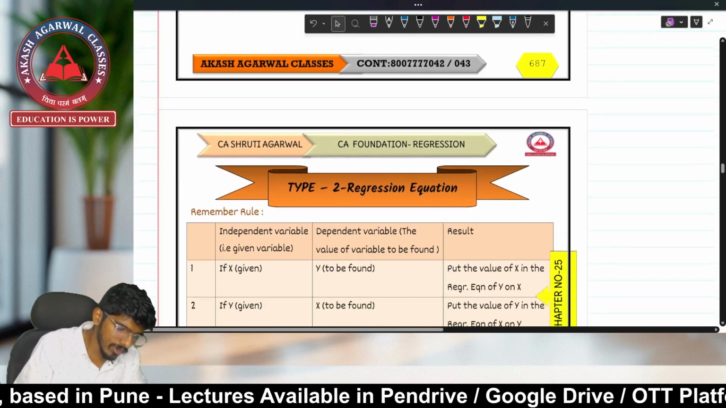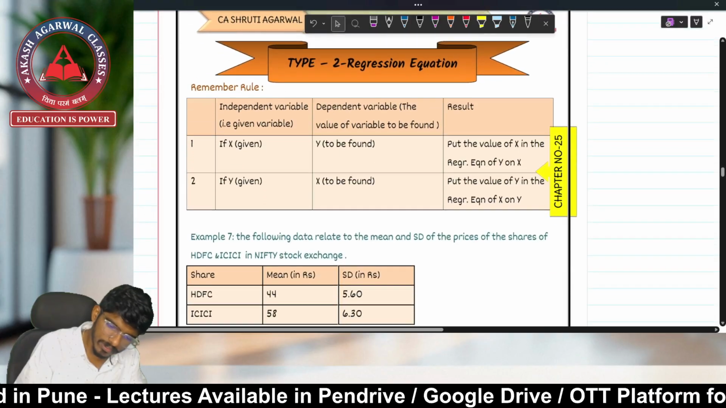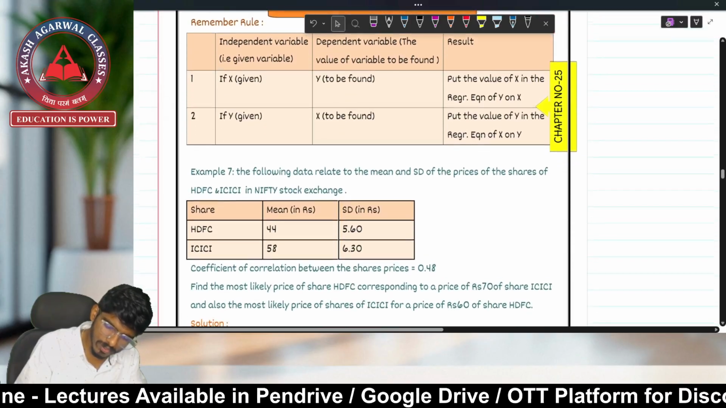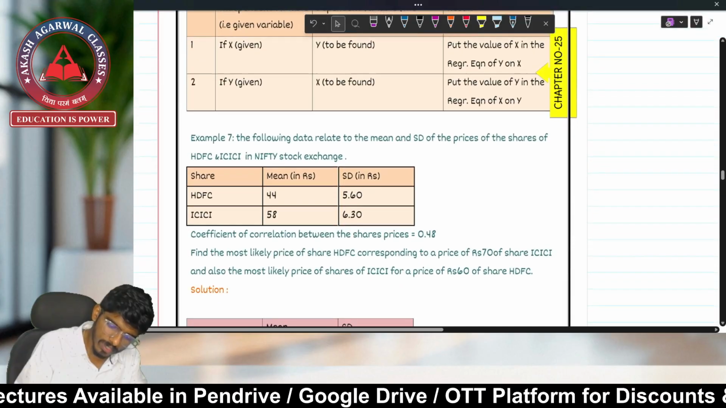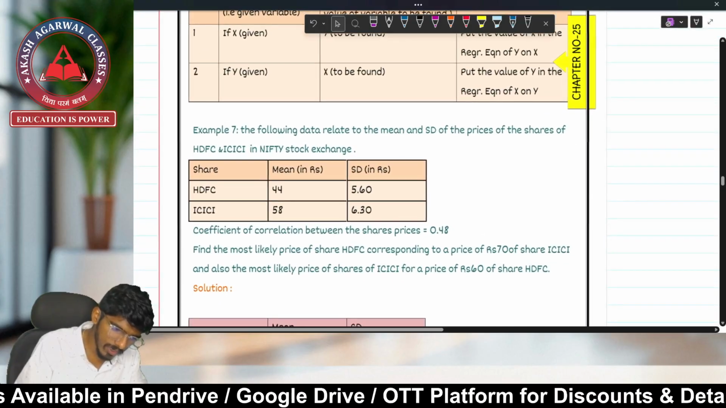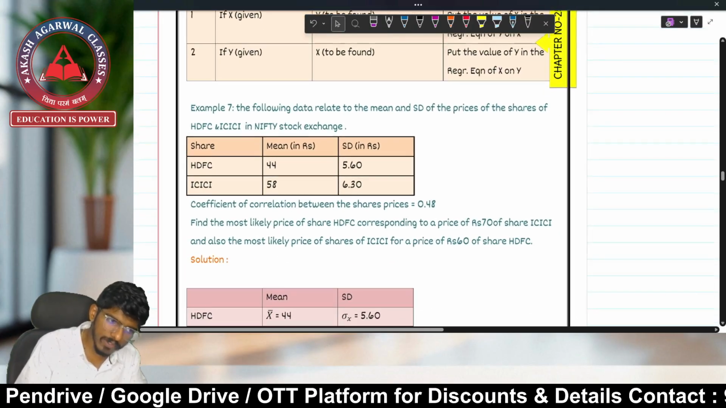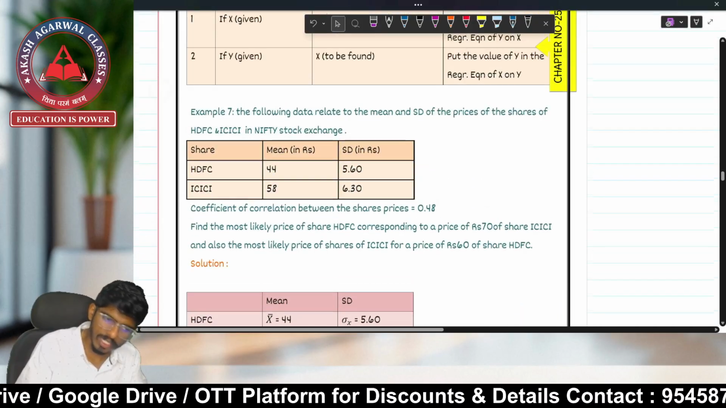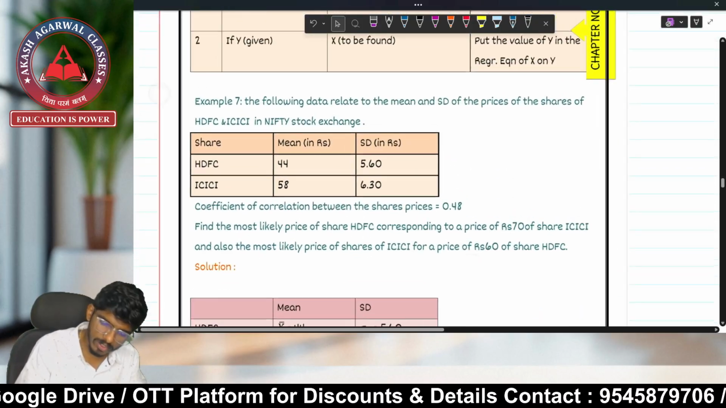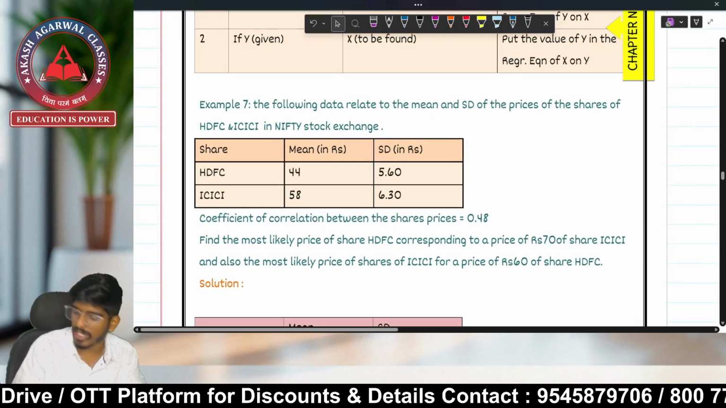Let's see what do they have for us. Regression equations. Okay, so they have mean, they have standard deviation. Okay, let's solve example number 7 over here. After solving example number 7, I'll give you the properties of regression. Let's understand what they have given.